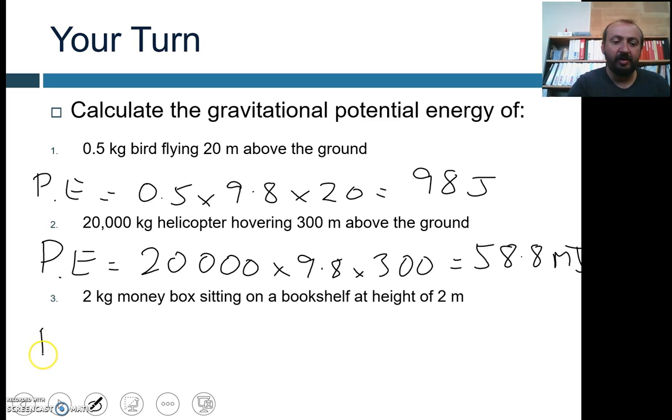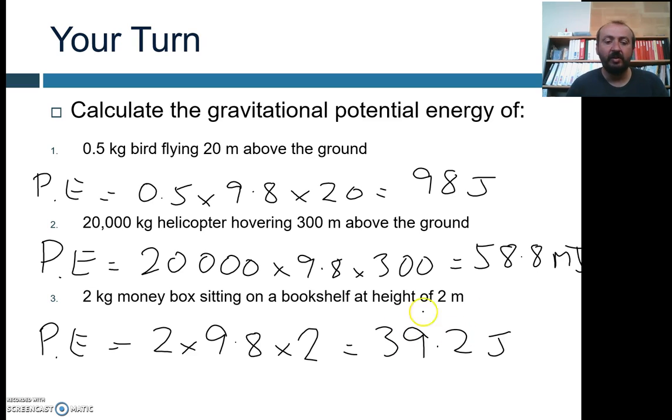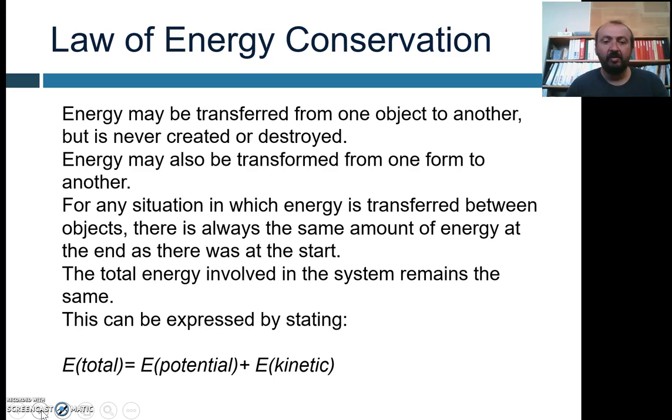Last one, the little 2 kilogram money box is 2 times 9.8 times 2, which equals 39.2 joules. So this is its potential energy. And of course, if that fell to the floor, that's how much kinetic energy it would have just as it hits the floor. And that'll help us with the next question. Okay, hopefully you got those correct. We'll move on.